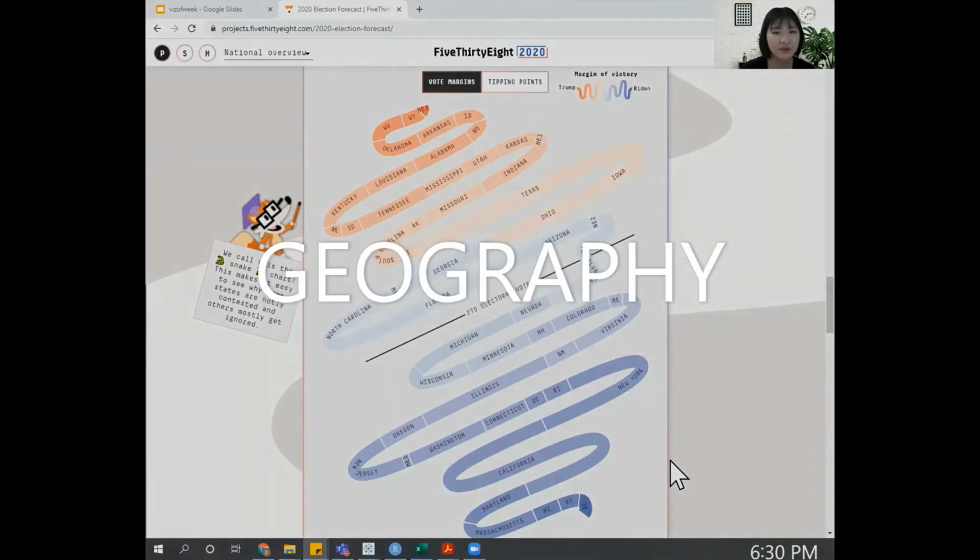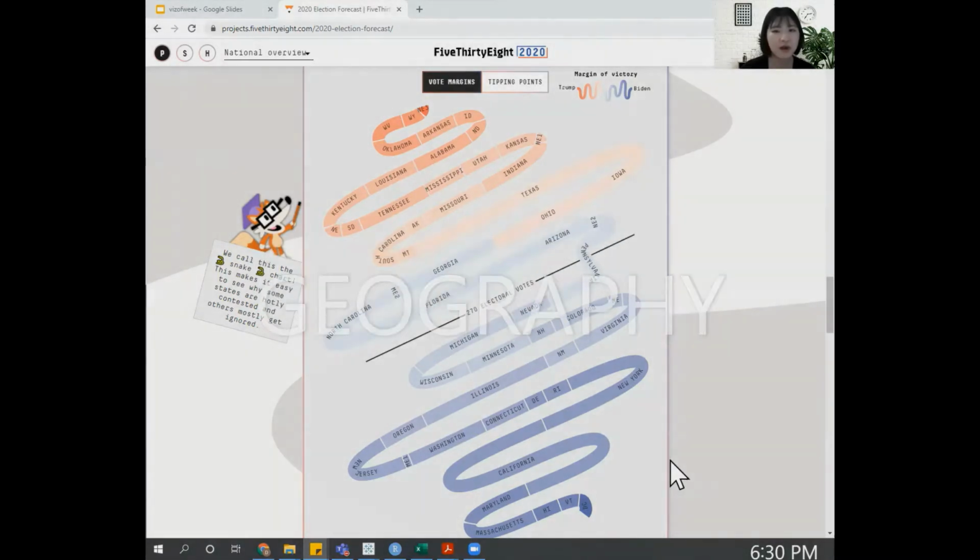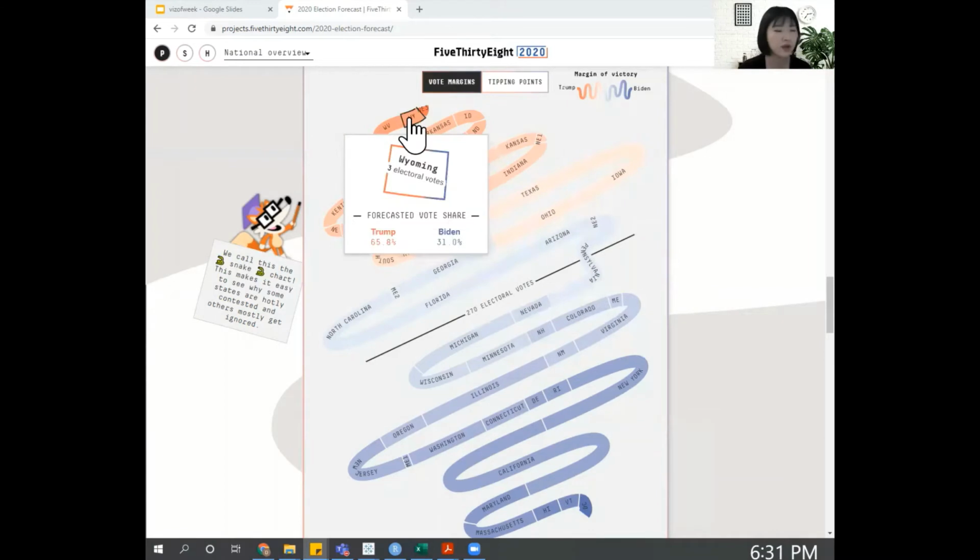Secondly, geographic information contained in the chart is not meaningful. Wyoming has the strongest support for Trump, but where is it located on the map? We cannot know this information without looking at the map. Although we can see the shape of the state, it does not add any meaningful value.